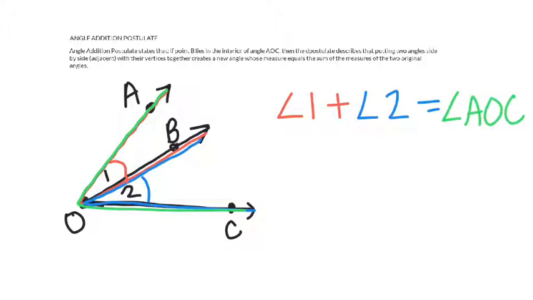Same thing as segment addition postulate. If you add the two small segments together, you get the long segment. Same thing with angles. If I add the two smaller angles together, I'll get the entire big angle.